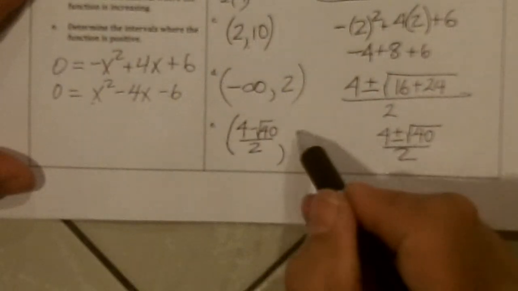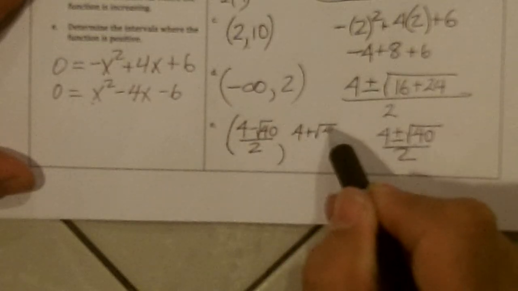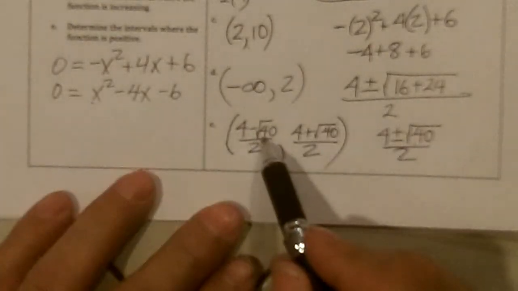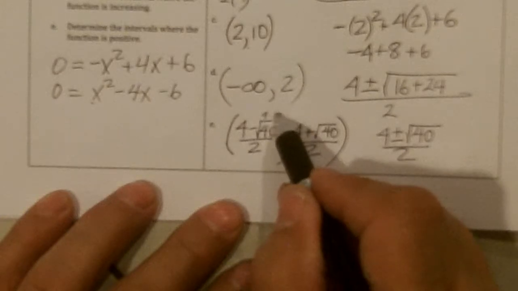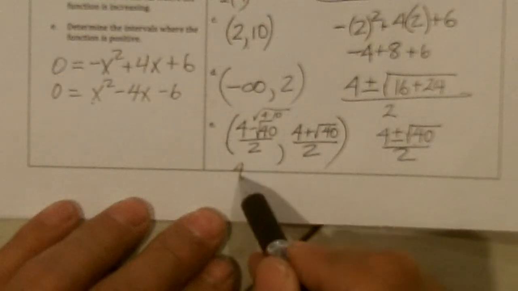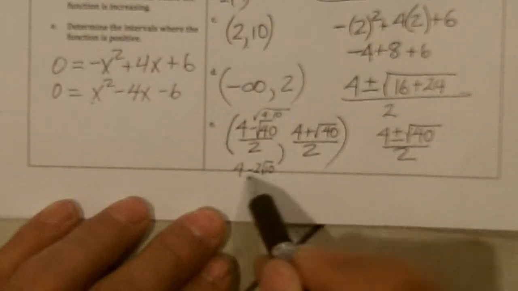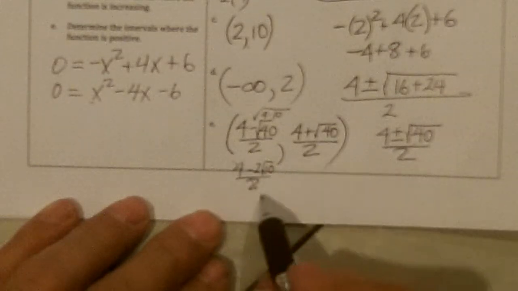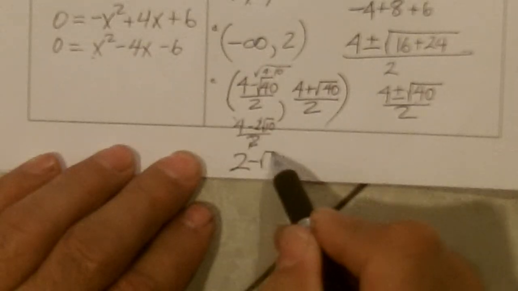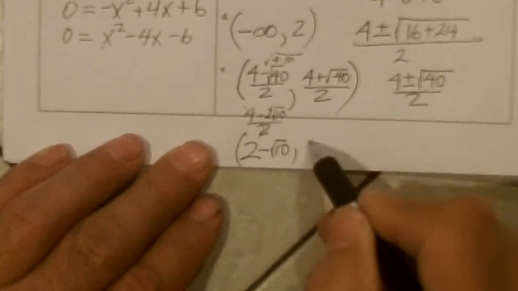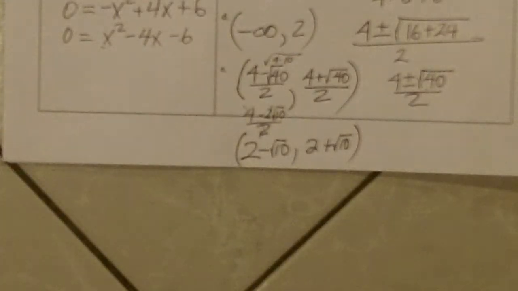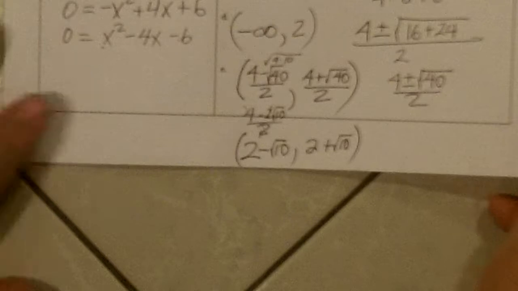And it will go up to the other one, which is bigger, 4 plus the square root of 40, all divided by 2. Now some of you realize that 40 is 4 times 10, and if we take the square root, that would leave 2 times the square root of 10. So we could have 4 minus 2 square root of 10 over 2, and the 2 would go into the 4 and leave a 2, and 2 would cancel here, and we get 2 minus the square root of 10 to 2 plus the square root of 10. We could write it that way. Or you can do it in decimal from the quadratic formula.